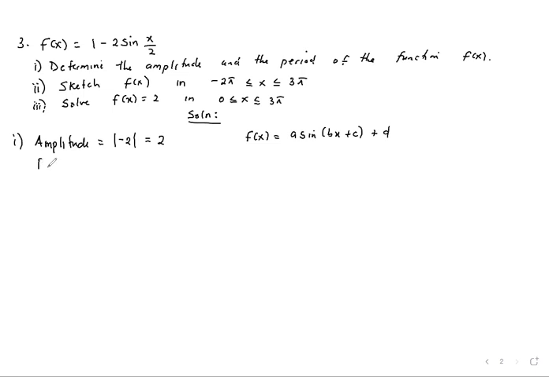The period is given by 2 pi over b, where b is the coefficient of x. Our function is 1 minus 2 sine x over 2, meaning that the coefficient of x is a half. So we divide 2 pi by a half and obtain 2 pi multiplied by 2 over 1, which is equal to 4 pi.